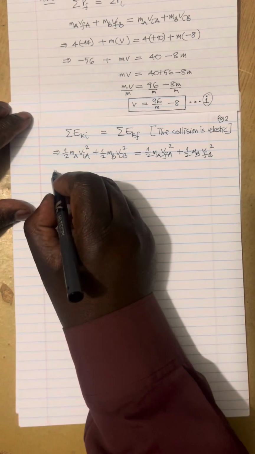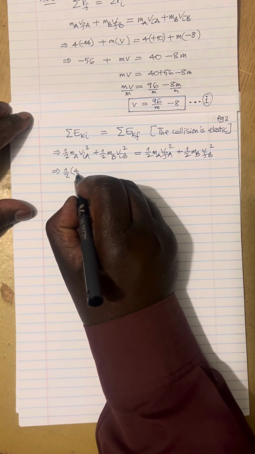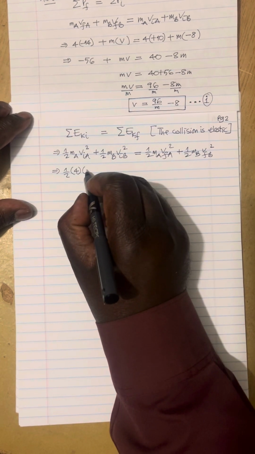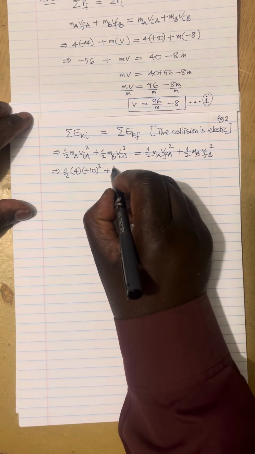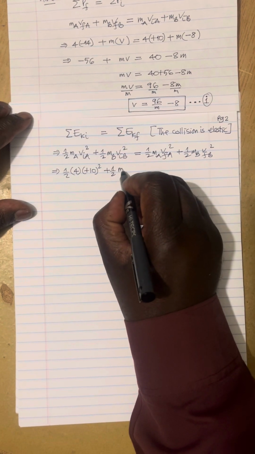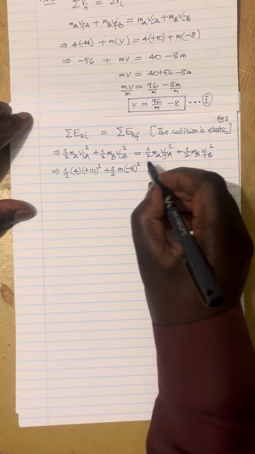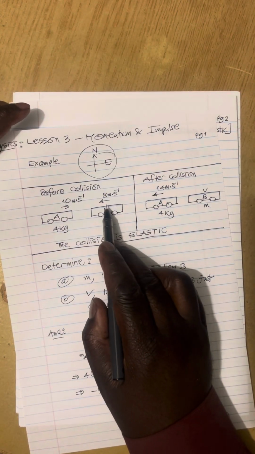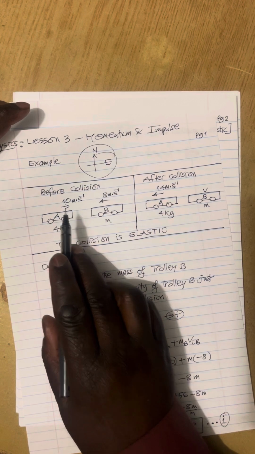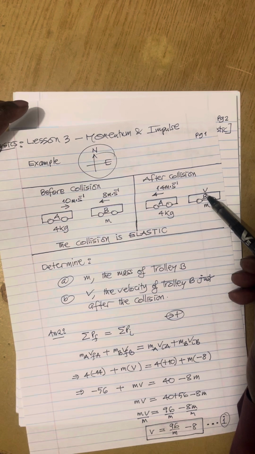Let us substitute what we know. Half mass of total A is 4 kgs. Initial velocity of total A, if you remember, is positive 10, and we have to square this, plus half mass of total B, which is not given. V initial of total B is minus 8. We have to square that. Notice here, initial of B is minus 8, initial of A is positive 10, final of A is minus 14, final of B is just V because we don't know what that is.